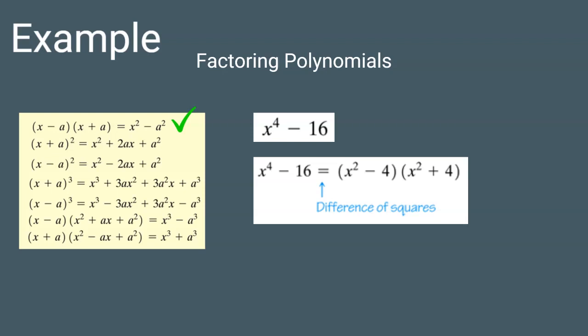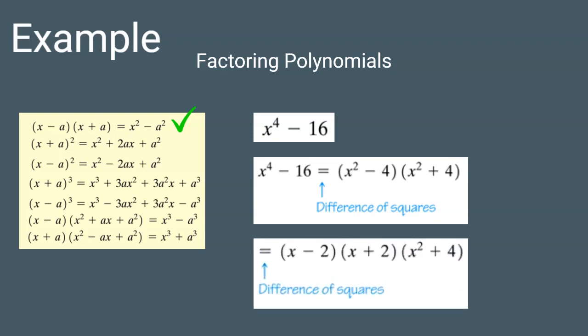Not quite done yet because x squared minus 4 also looks like the difference of two perfect squares. So using the same method we did before, we can write it as x minus 2, x plus 2. Now we're done. If you want to see more examples of how this works, take a look in your book at page A28.